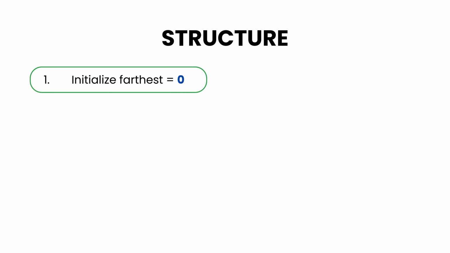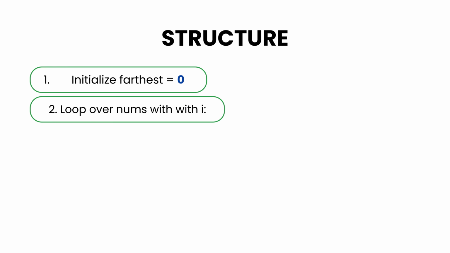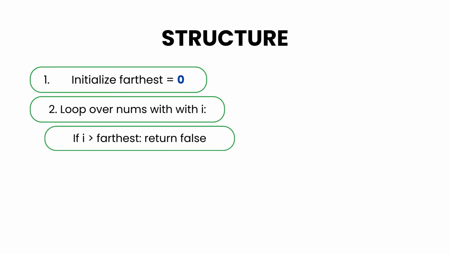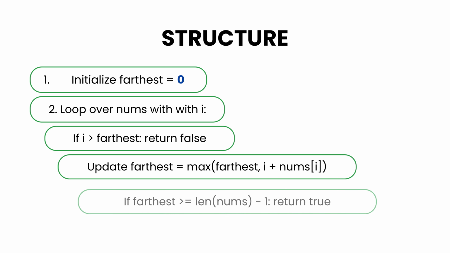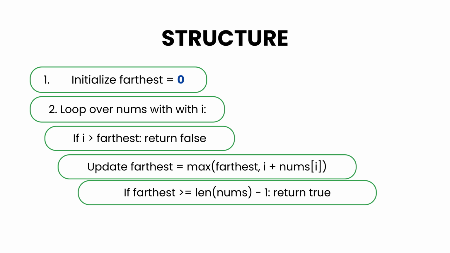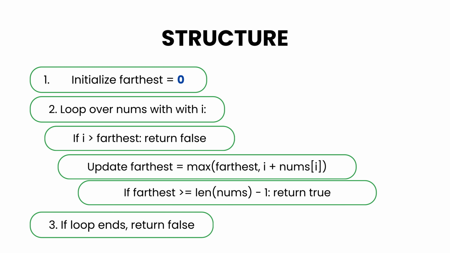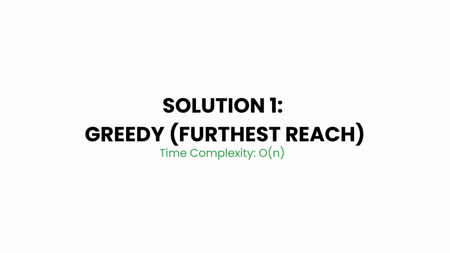Initialize farthest equals 0. Loop over nums with index i. If i greater than farthest, return false. Update farthest equals max(farthest, i + nums[i]). If farthest greater than or equal to len(nums) - 1, return true. If loop ends, return false. Approach: greedy, furthest reach. Time complexity, O(n).